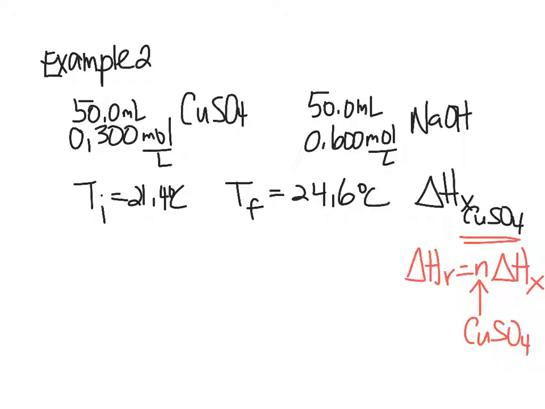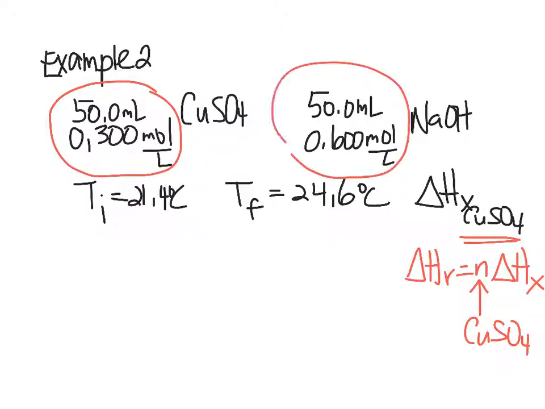So we have solutions here, two of them, and we mix them together. When we mix them together, the final total volume will be 100 milliliters. These volumes we add together to give us the mass of our calorimeter. This is the only time you're going to add the mass of the system and the surroundings, when you have two solutions. It's the only time.